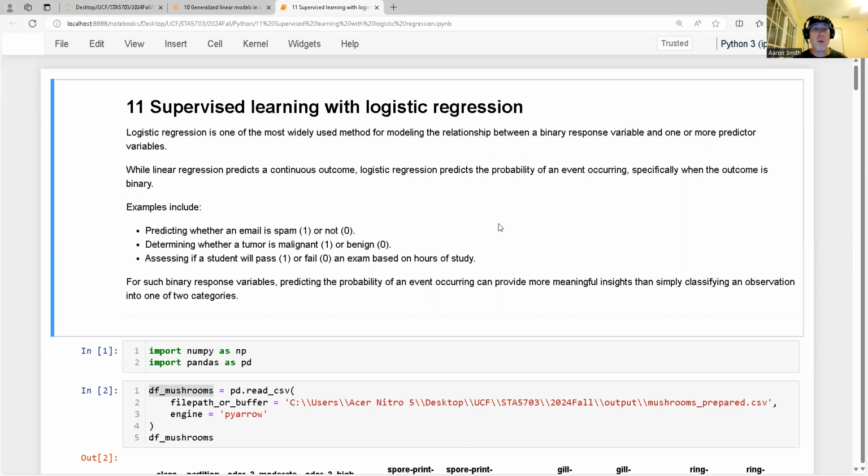outcomes. So it could be an email comes in and we want a model to say, hey, this email is either spam or it's legit. Or maybe we're in the medical lane and there's a tumor and we want to decide, is it malignant or is it benign? Or we want to predict that a student will pass or fail on a final exam based on their behaviors going into the final.